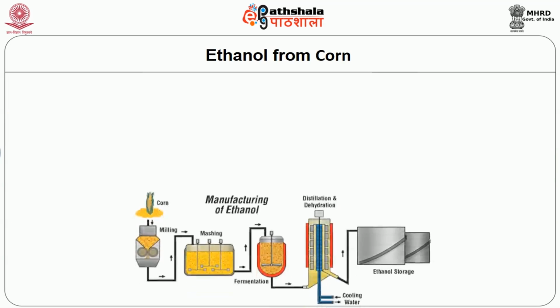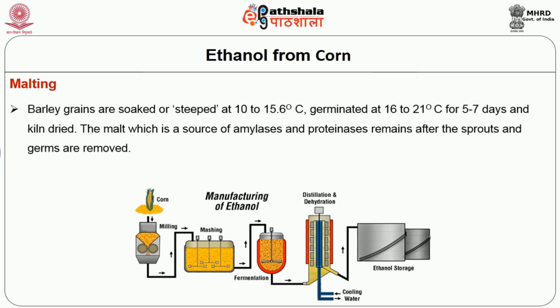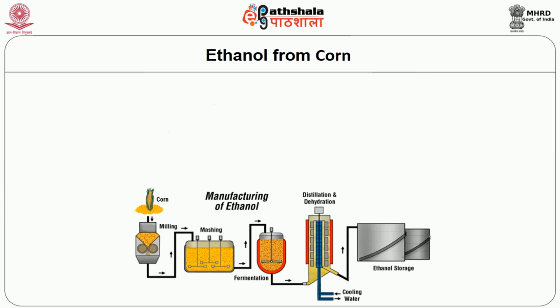A brief overview of the manufacturing process is described as follows. The first step is the malting. Barley grains are soaked or steeped at 10 to 15.6 degrees centigrade, germinated at 16 to 21 degrees centigrade for 5 to 7 days and kiln dried. The malt, which is a source of amylases and proteinases, remains after the sprouts and germs are removed.